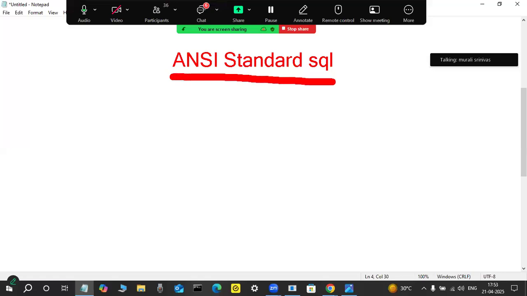SQL is an ANSI standard language actually. The American National Standards Institute defines some standards, and that is called an ANSI standard language. SQL is an ANSI standard language which works with all relational databases. I agree, but there is a slight difference here.